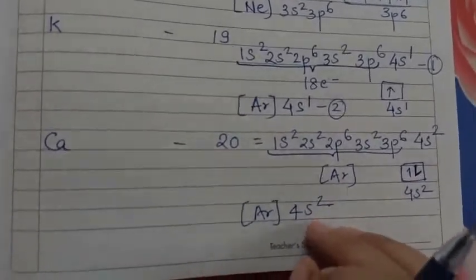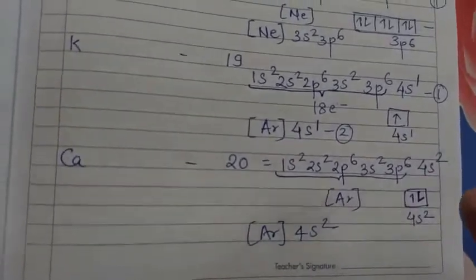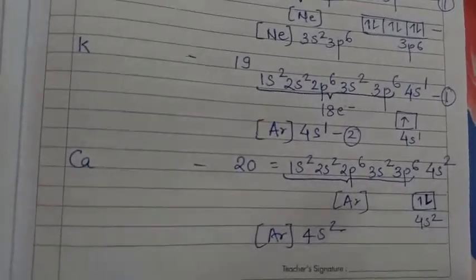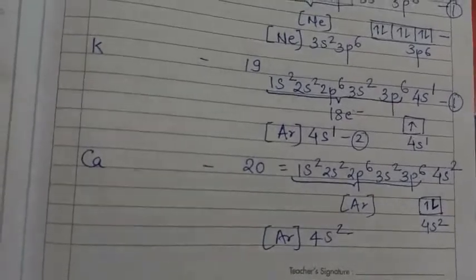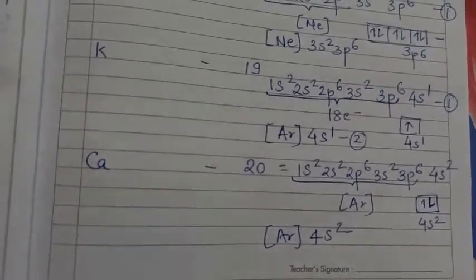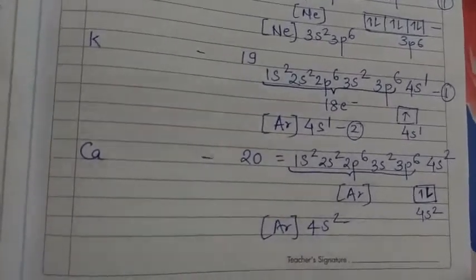Now after 4s, when we start with atomic number 21, that is scandium, there will come a change that I'll explain in the next video, where we will discuss the filling of electrons for atomic numbers 21 to 30.